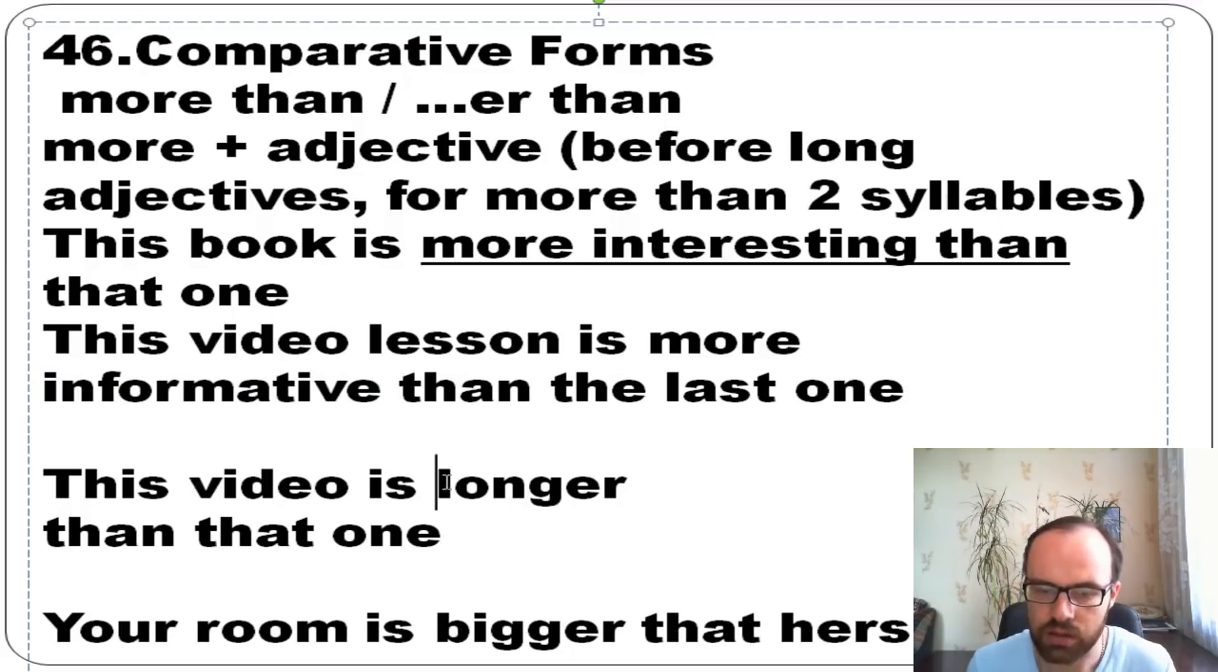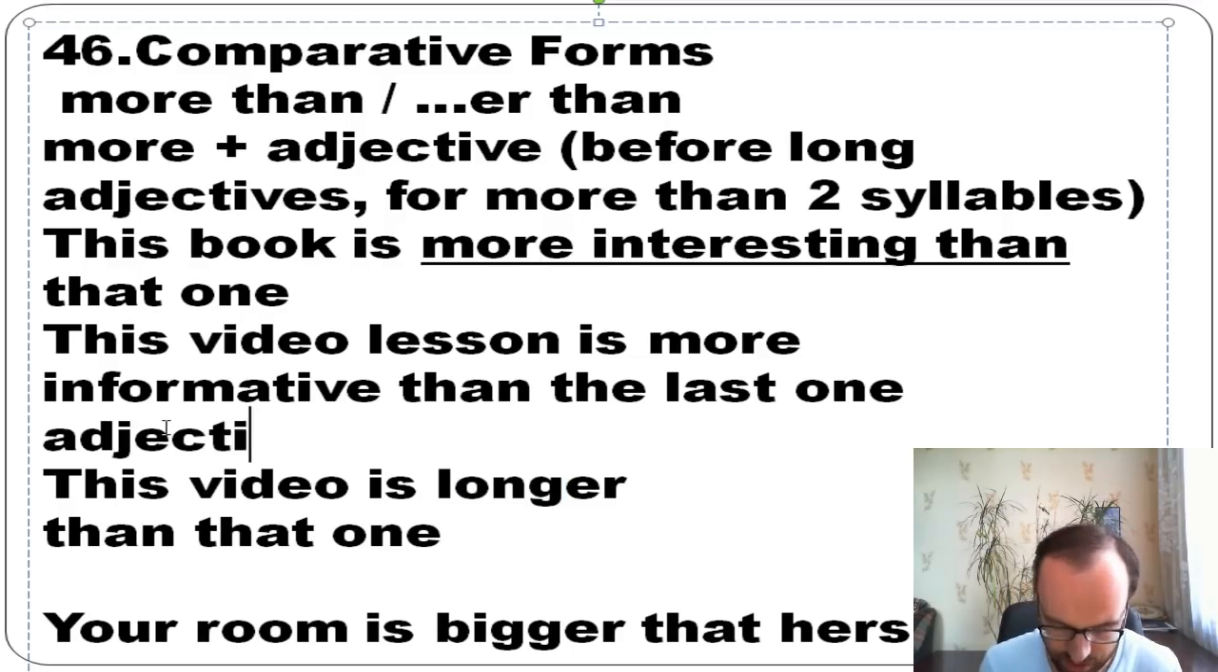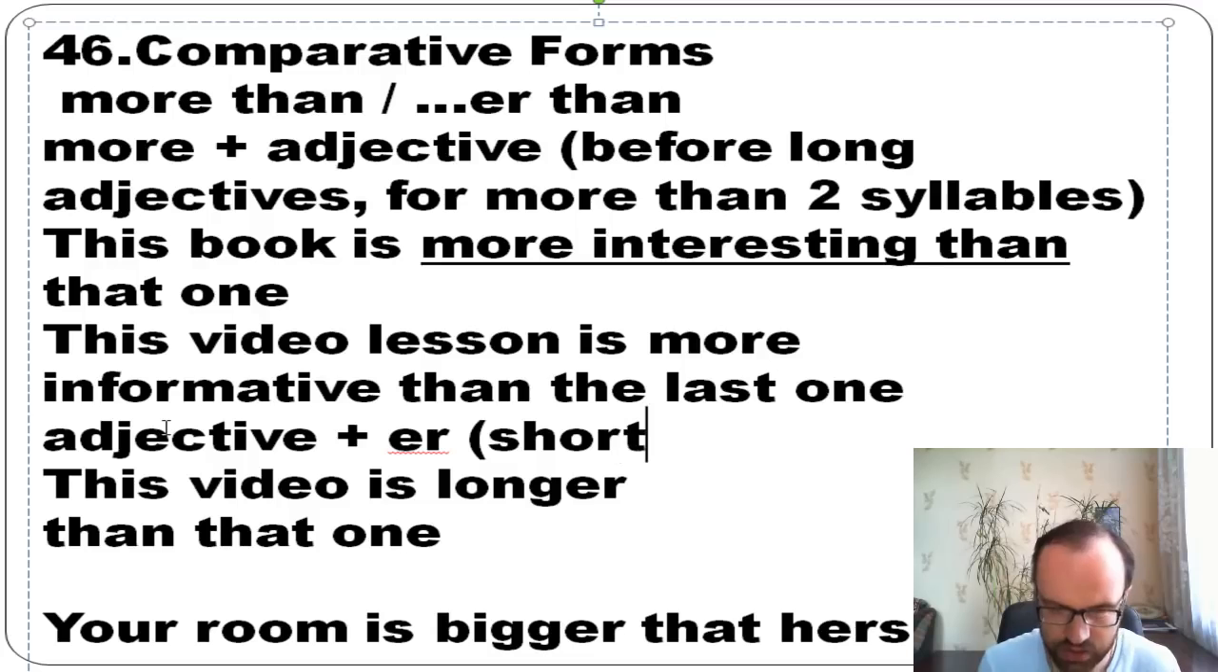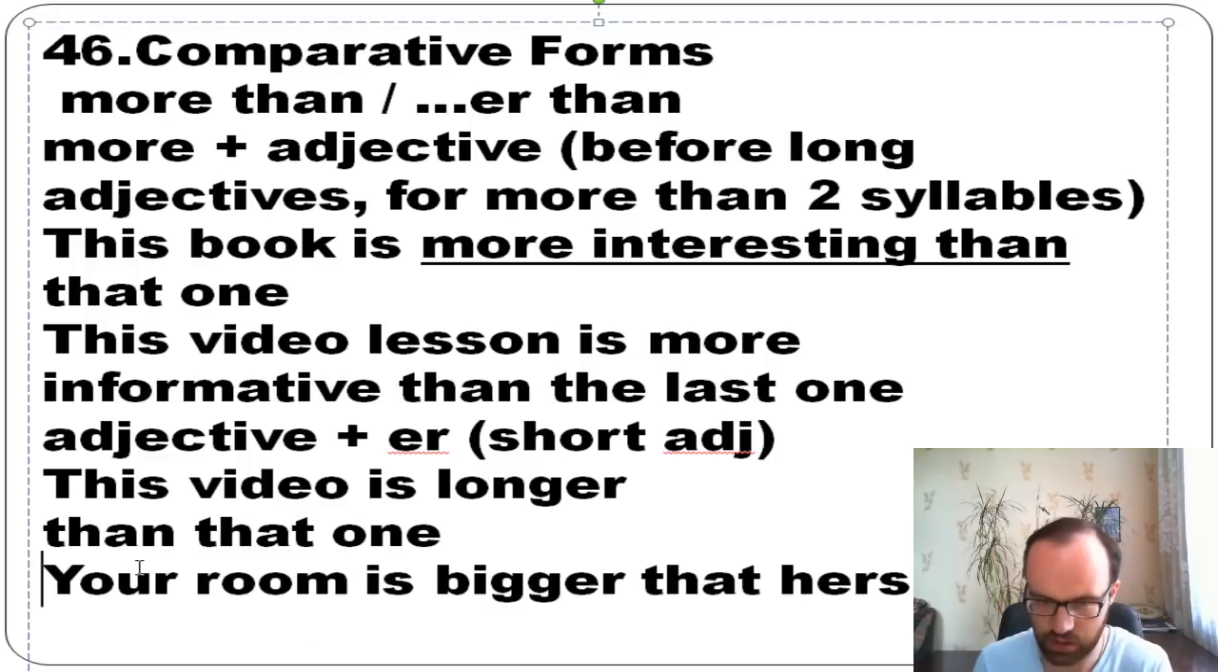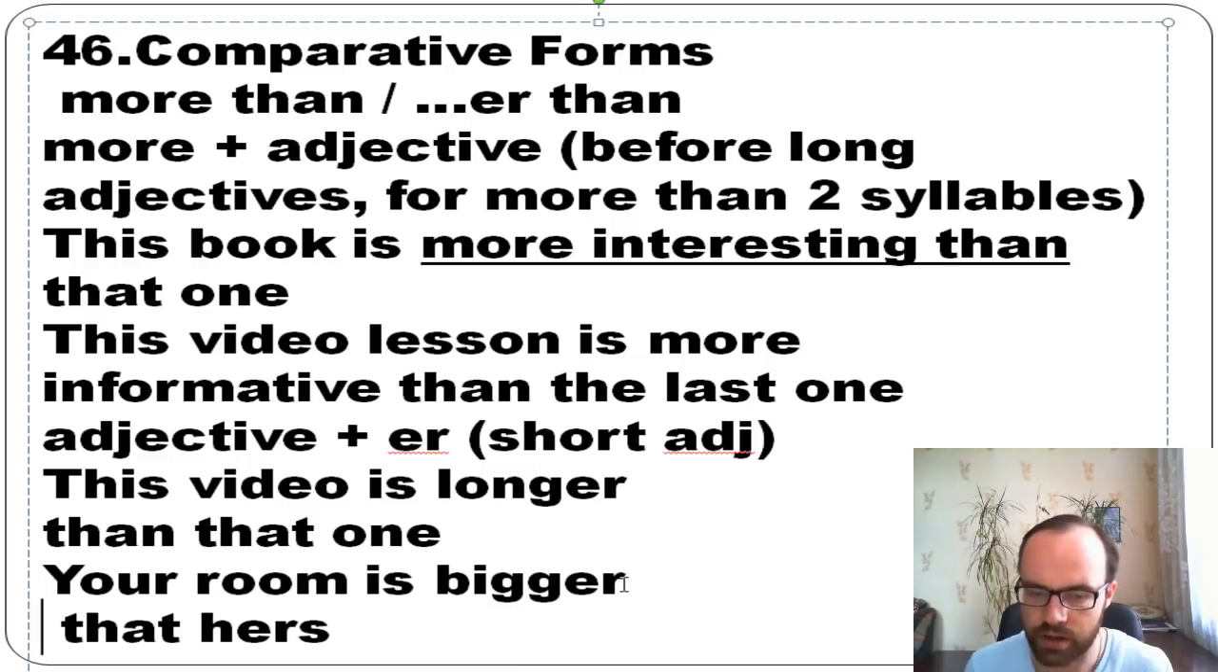Long is a short adjective, so adjective plus er is usually used with short adjectives. Look, this video is longer. Long plus er. This video is longer than that one. Next, your room is bigger than hers.